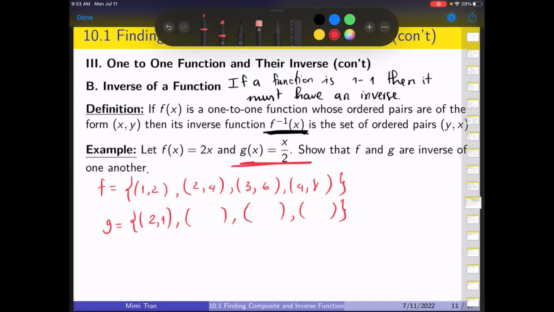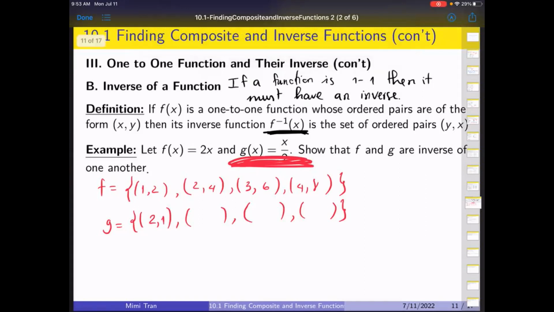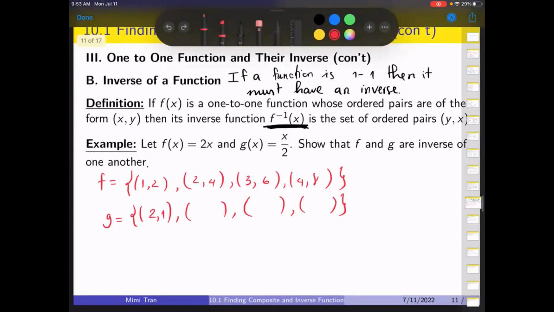That means when you look at the function g, if you plug in 2 for x, 2 divided by 2 is 1. Sorry, I got excited. I erased the whole thing. So choose 1, so that checks. What about 2, 4, now it becomes 4, 2. Is it true? You plug in 4 for x, 4 divided by 2 is 2. So yes. What about 6, 3? 6 divided by 2 is 3. Yes. What about 8 and 4? Also true, right?